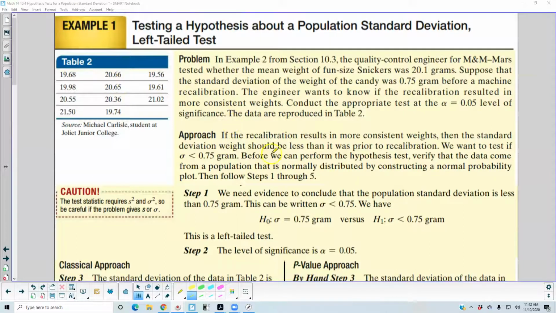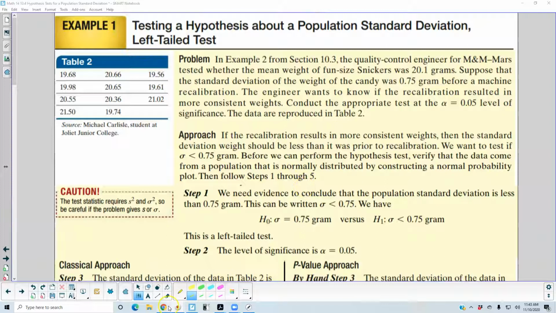Now the approach: if the recalibration results in more consistent weights, then the standard deviation of the weight should be less than it was prior to recalibration. We want to test if the population standard deviation is less than 0.75 gram. Before we can perform the hypothesis test, we want to verify that the data come from a population that is normally distributed by constructing a normal probability plot. Then follow steps 1 through 5.